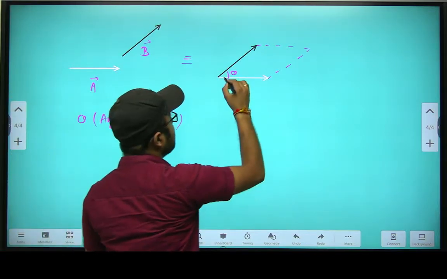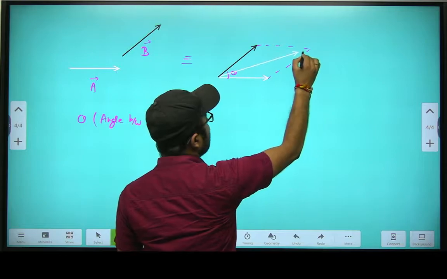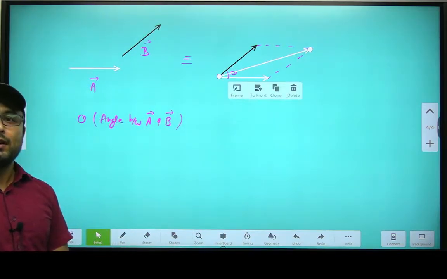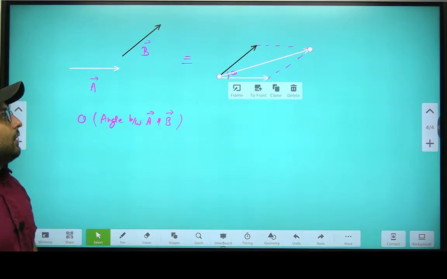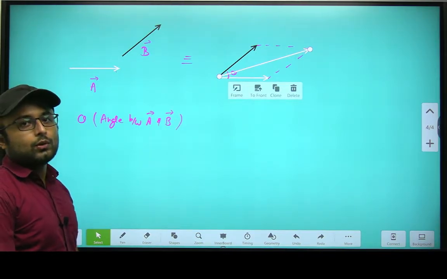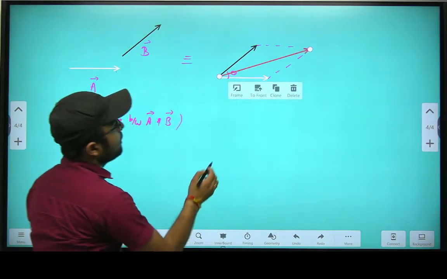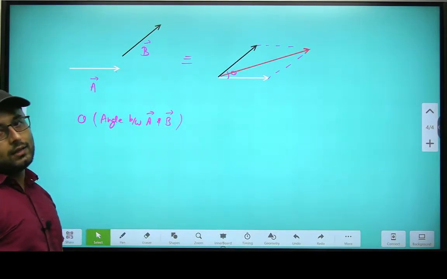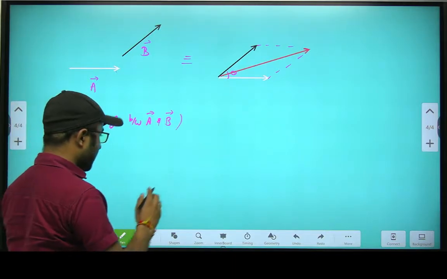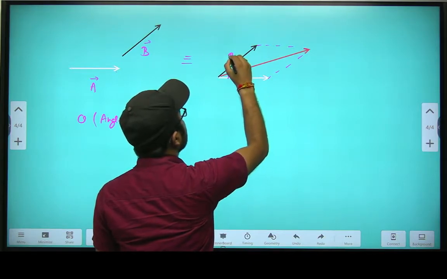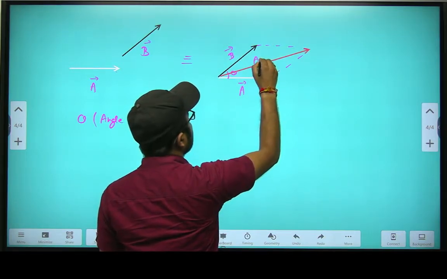The diagonal of the parallelogram which passes through the common tail will give you the sum of vectors. So let this be vector A, this be vector B, so this will be vector A plus B.